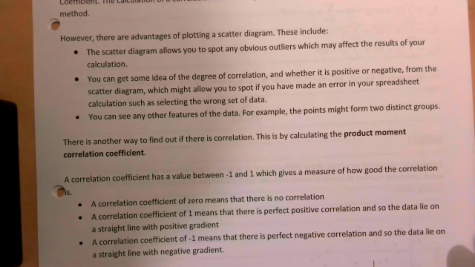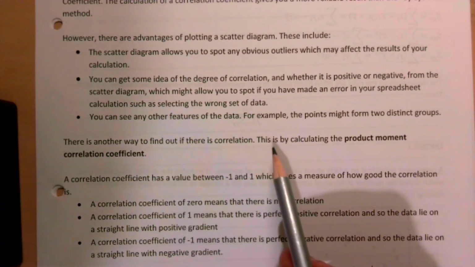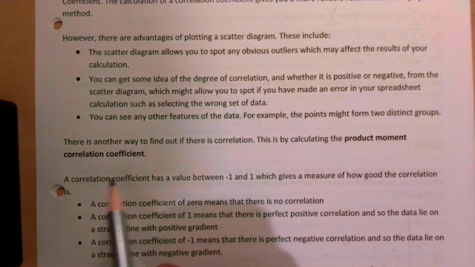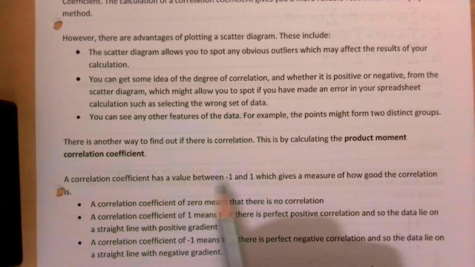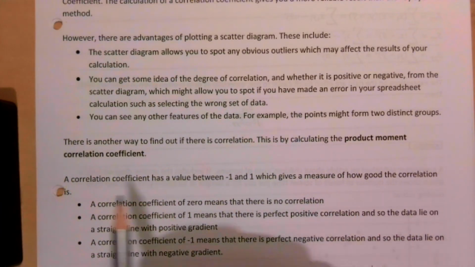So we're moving on to another one today. So there's another way to find out if there's a correlation. This is by calculating the product moment correlation coefficient. A correlation coefficient has a value between -1 and 1 and gives a measure of how good the correlation is.